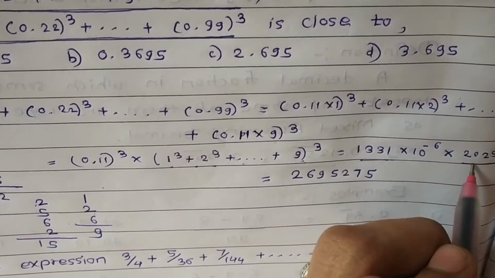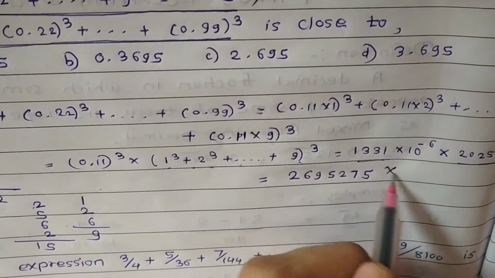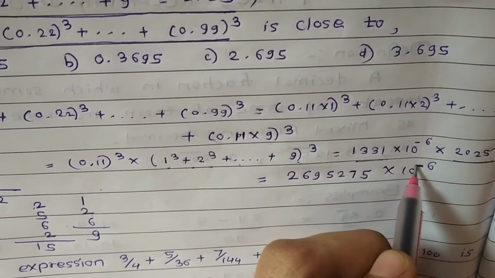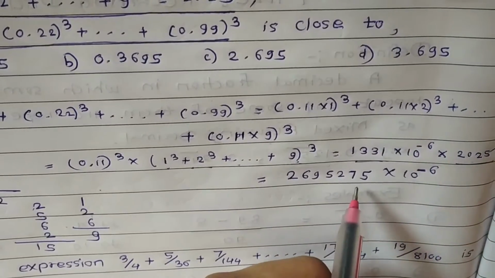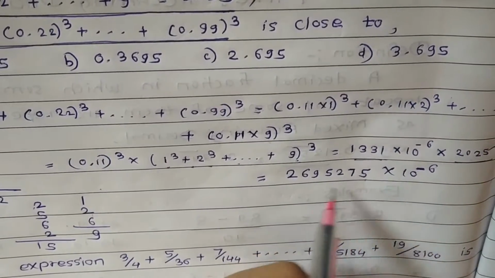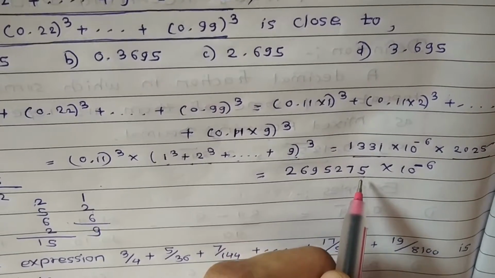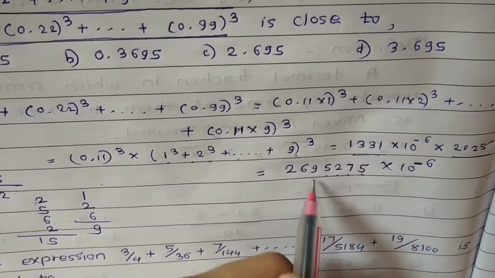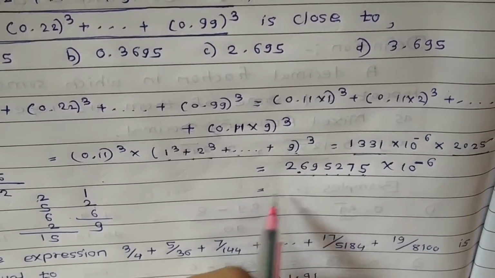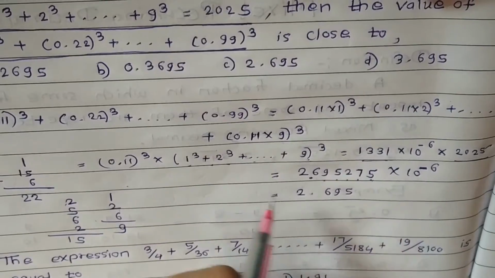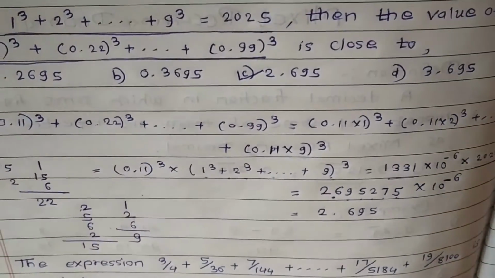1331 and 2025 into 10 raised to minus 6. Here the power of 10 is in minus, so we'll move the decimal from right to left. So we move 6 decimal places. Hence your answer will be 2.695. Hence your option C is correct.